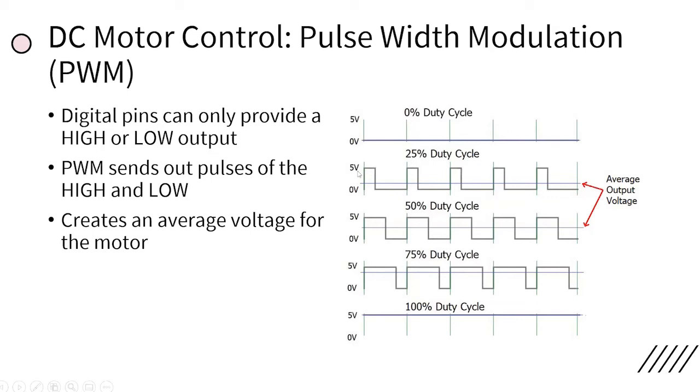A duty cycle refers to the percent of time that the signal is at the high value compared to the low value. So a 25% duty cycle means you're at high 25% of the time and low 75% of the time. And that would correspond to an average voltage that is 25% of your high value. So if your high value is 5 volts and you have a duty cycle of 50%, the average voltage is 2.5 volts. So by adjusting the duty cycle of your PWM, you can then get all the intermediate speeds between your low and high outputs.